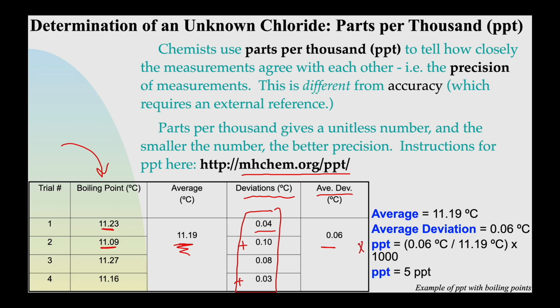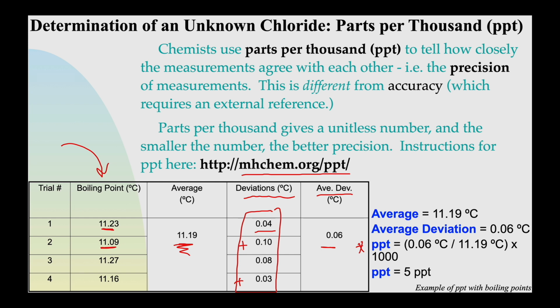Finally, parts per thousand, PPT, is average deviation divided by average times 1,000. So in this example, you take average deviation 0.06, divide it by the average 11.19 times 1,000. Parts per thousand here is 5. A parts per thousand that's under 30, I always consider to be exceptional, which means you were paying attention to your experiment. So this person, when they did their boiling points, they were paying attention to their stuff, all right?